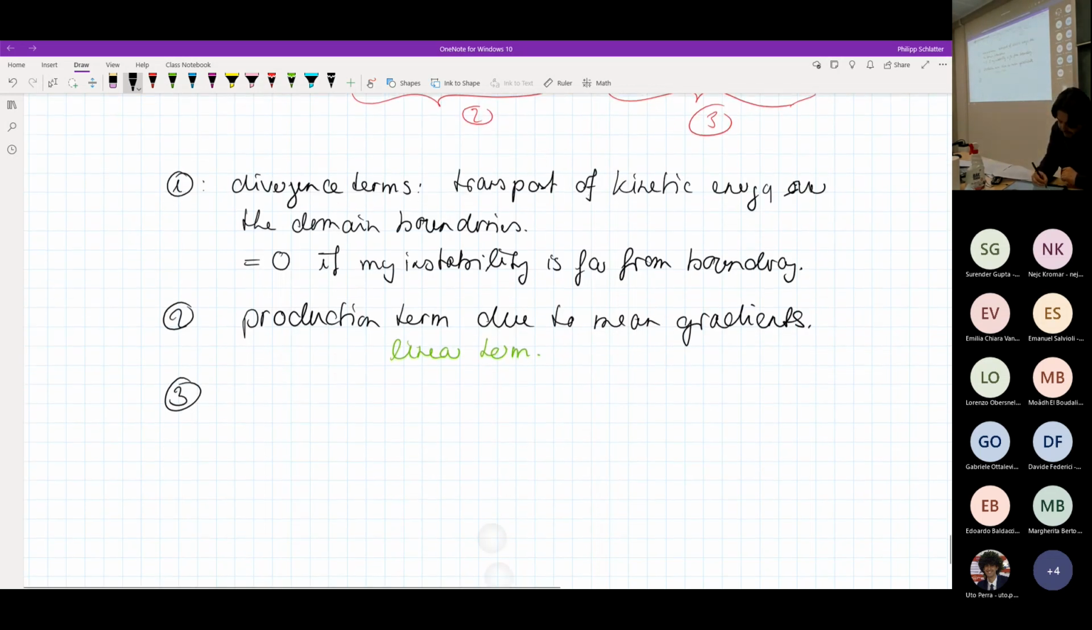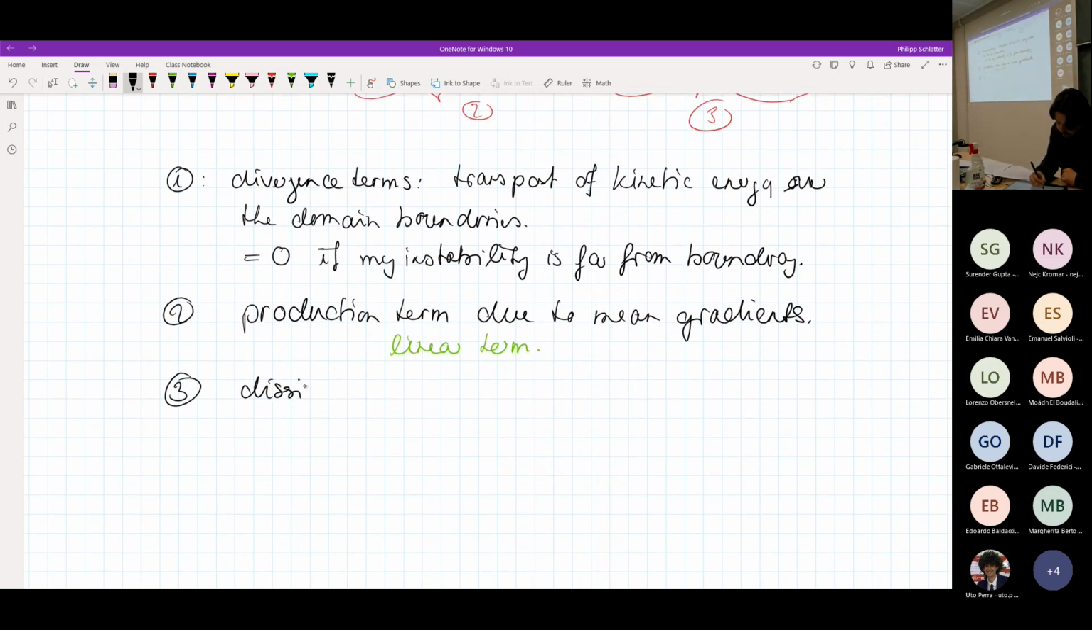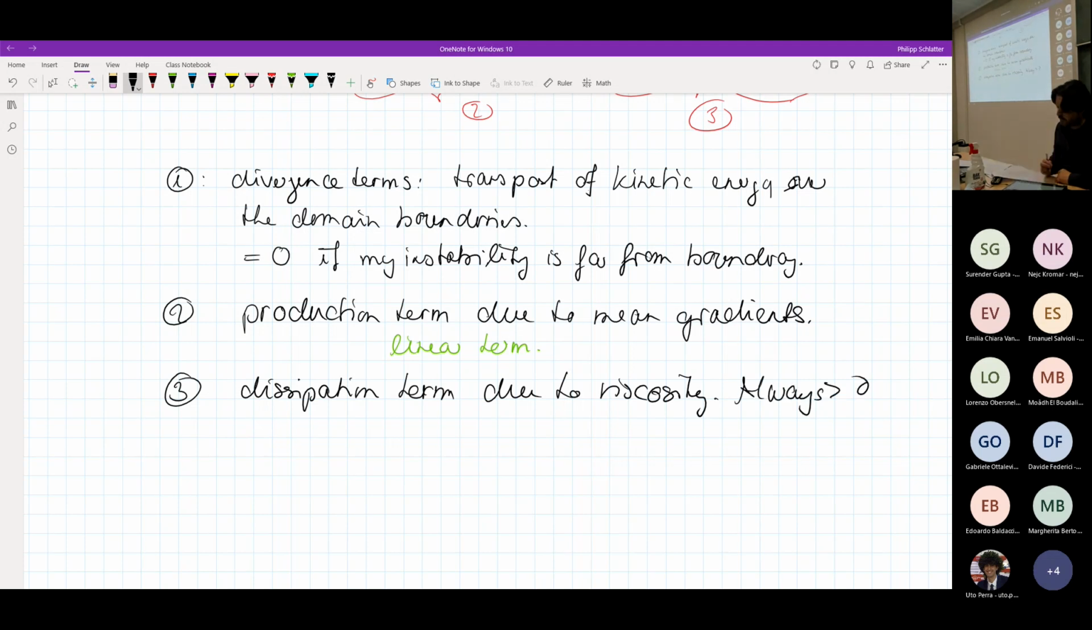So that means this guy is a dissipation term due to viscosity. And this is always larger than 0. Or actually, I mean, the dissipation term is larger than 0. The effect is, of course, negative.